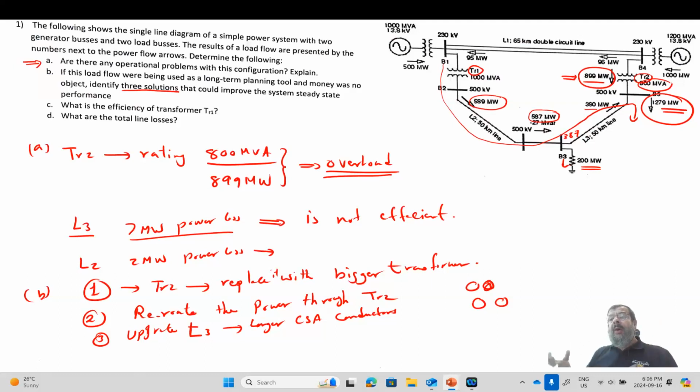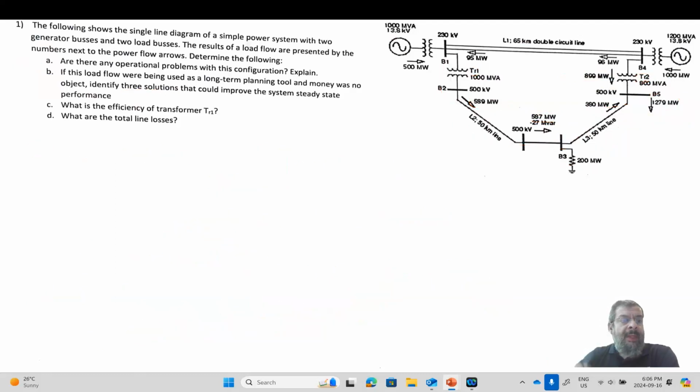Now, if we do that, maybe you need to replace the tower as well. Or you can construct another line in parallel, completely new lines, so you can split the power between these two lines. So these are the things that I was thinking of to improve the operation of this power system.